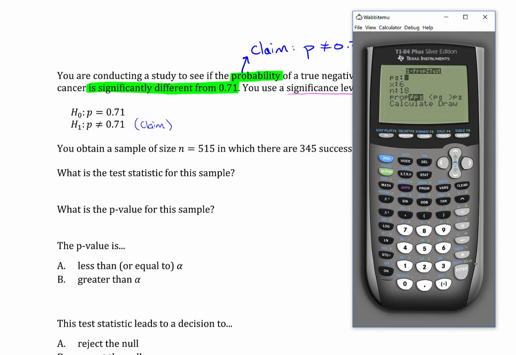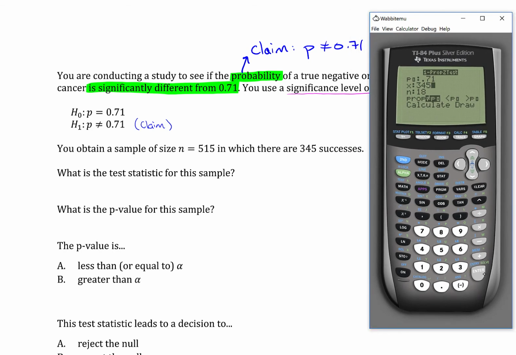Let's try this out here. p sub 0 is the value in the null hypothesis, so 0.71. x is the number of successes that you observe out of your sample. So we had 345 successes out of a sample of 515. This next option is the symbol that we see in the alternative hypothesis, and it's a not equal, so that's telling us we're doing a two-tailed test, so we'll leave that checked. Press calculate, and at this point, we're given the values that we are needing here.